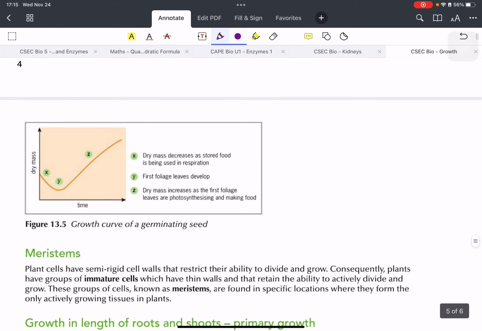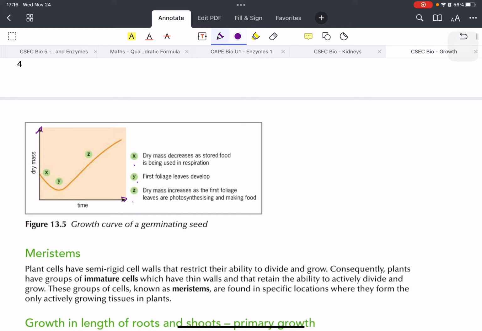Now, why we had to do plants separately is because the growth curve of a plant is very different from animals and populations. Okay? So this is how the growth curve looks in a germinating seed, right? We have 3 phases, X, Y, and Z. So we are using the mass as our y-axis and time as the x-axis, right? So we are measuring the mass of the seed, okay?